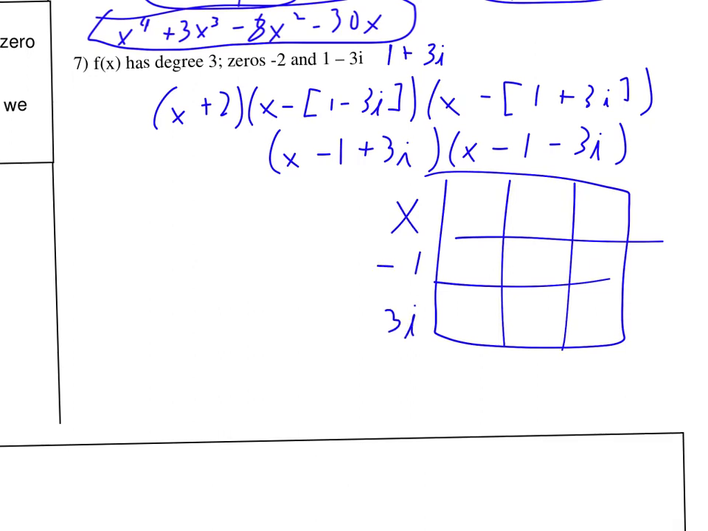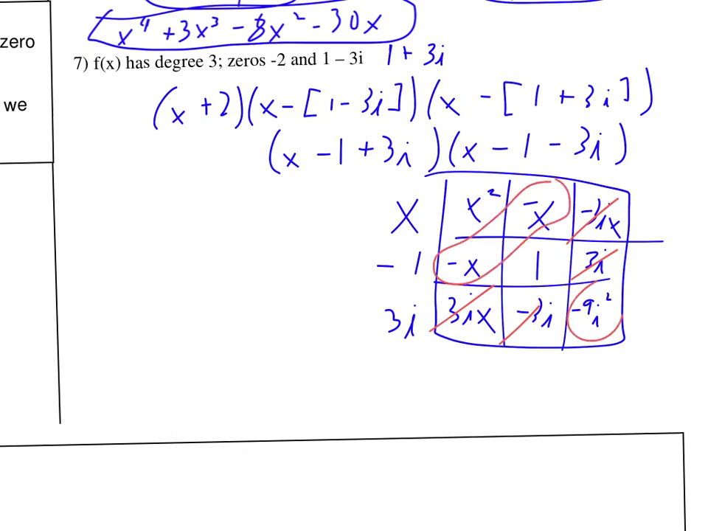Okay, so we get x squared minus x minus 3ix minus x plus 1 plus 3i. And this one would be 3ix. This one would be -3i. This would be -9i squared. Okay, so we'll cancel out, once again, those boxes. We can combine these two. And this one's going to turn into a plus 9. So we get x squared minus 2x plus 10 times the x plus 2 we had back up here.